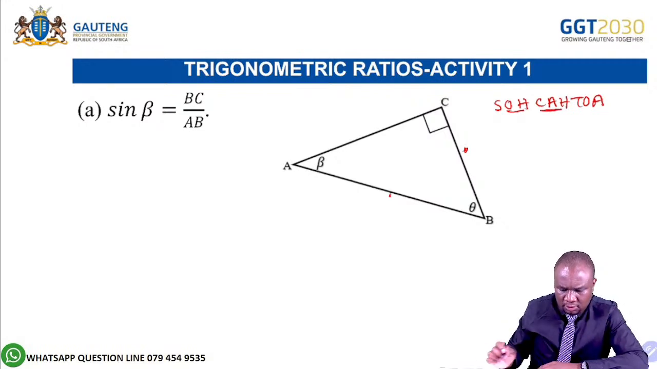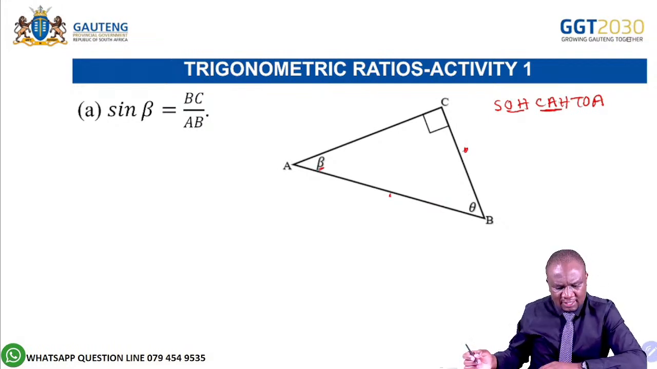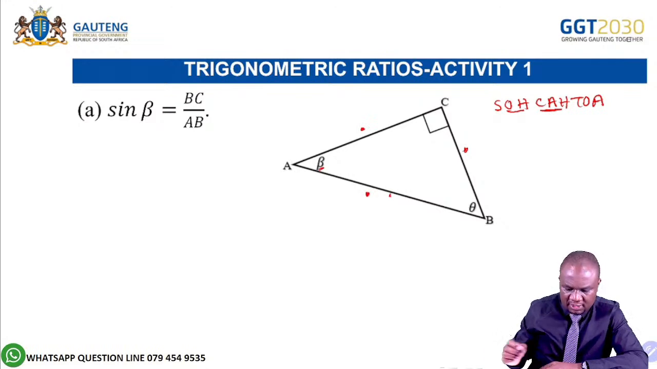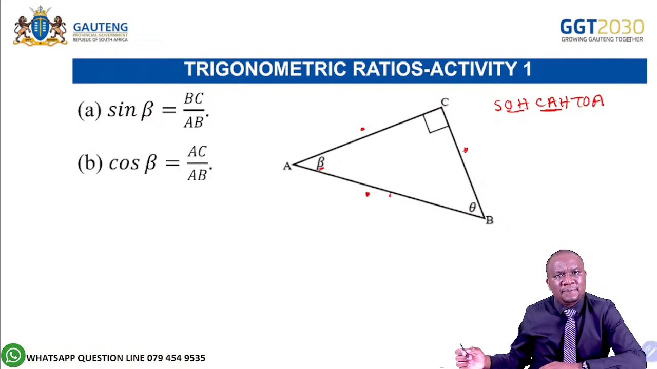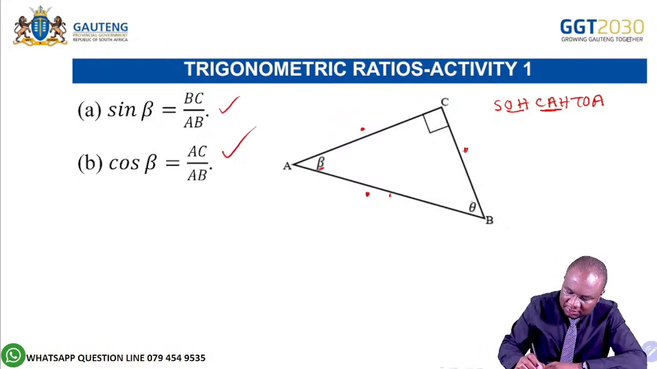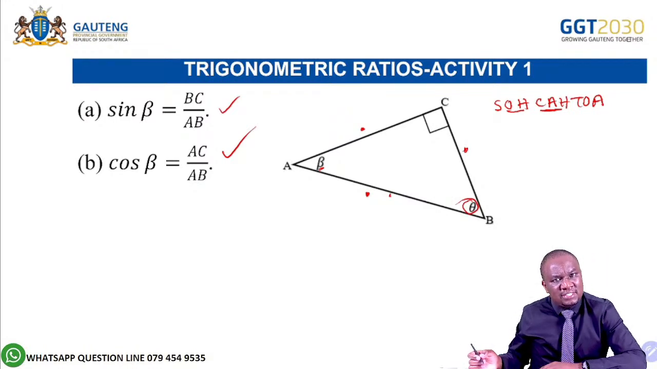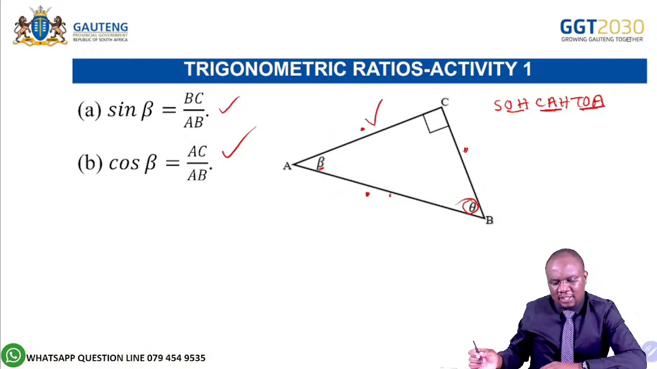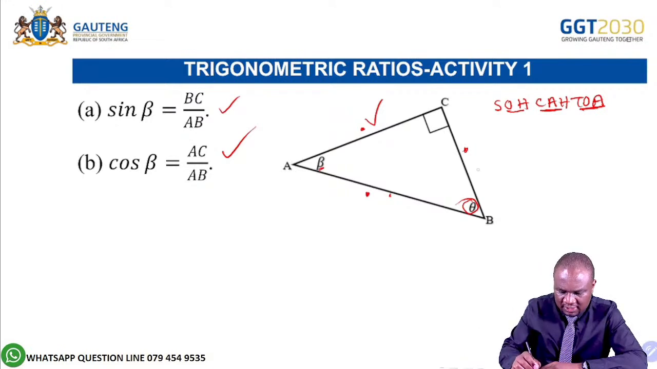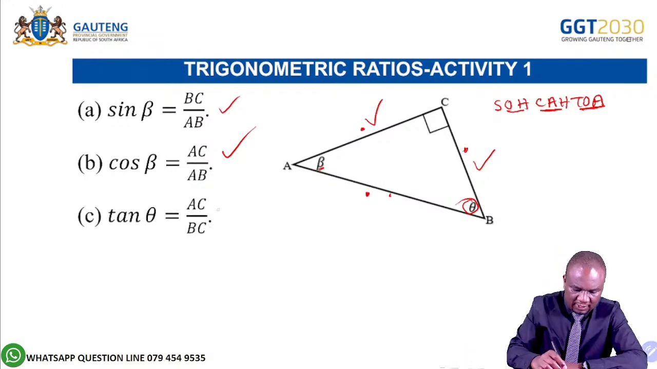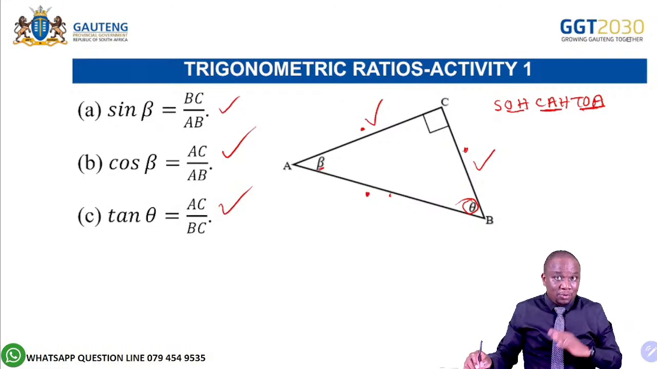So cos beta is adjacent over hypotenuse. Where is the adjacent side for cos beta? This is the side adjacent, and this is the hypotenuse. So it's AC over AB. Mark that. And then tan theta. Our reference angle has changed now, it's this one. The side opposite angle theta is AC, because tan theta is opposite over adjacent. The side adjacent to angle theta is BC. So tan theta is AC over BC. Mark that. Well done, I know you got everything correct now.